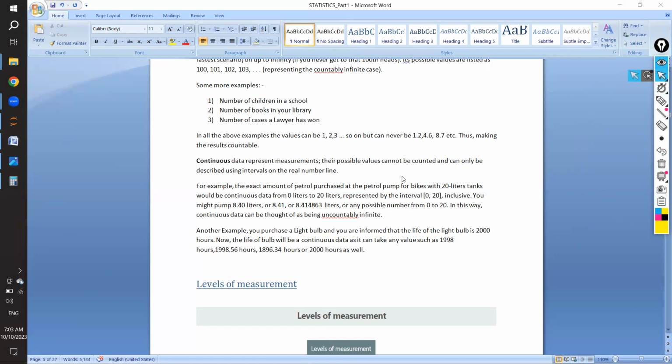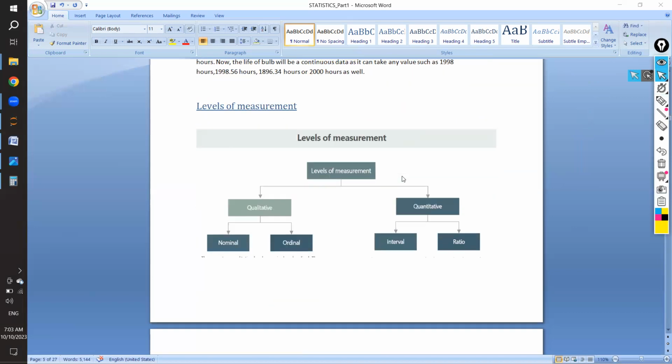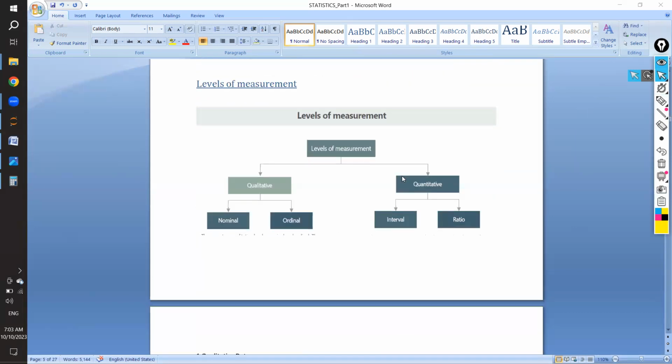Fine. So now, with that understanding, let's go deeper and study a few more things. Here we have levels of measurement. The reason you are studying all this is that you don't know what type of data you are going to deal with, because out there in the real world, types of data are many.